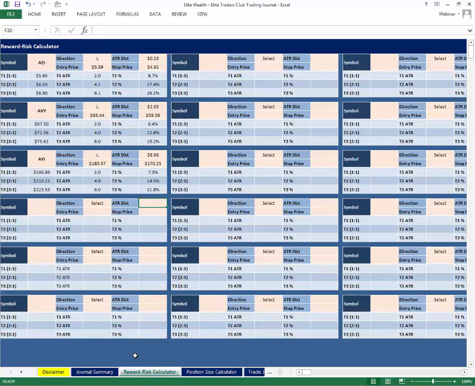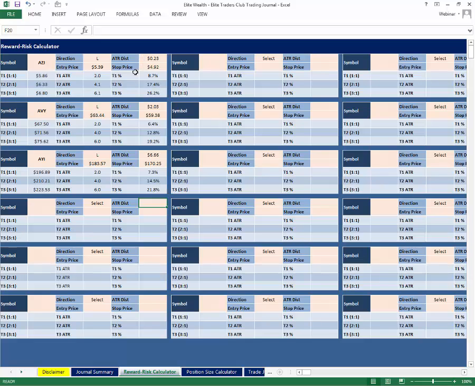Very handy. Once you get through your shortlist, you've got a couple of trades and you can't separate them, you can use a reward to risk calculator to get a couple of figures that might help you make your decision. So fairly simple. We just put the code in up here, the direction of the trade, the entry price, our stop loss price, and the ATR distance. Now that's one ATR, and that's from Beyond Charts, a 21 period ATR.